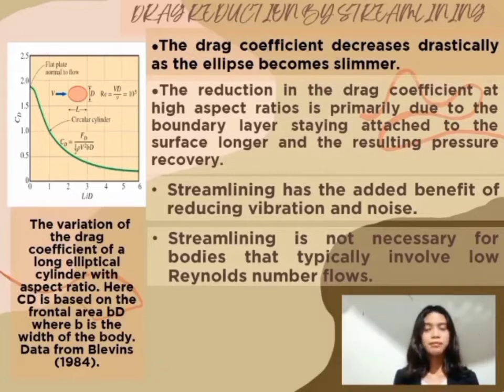Next, streamlining has the added benefit of reducing vibration and noise. But remember, streamlining should be considered only for bluff bodies that are subjected to high velocity fluid flow, and thus high Reynolds numbers, for which flow separation is a real possibility. And lastly, streamlining is not necessary for bodies that typically involve low Reynolds numbers, since the drag in those cases is almost entirely due to friction drag, and streamlining would only increase the surface area, and thus the total drag.